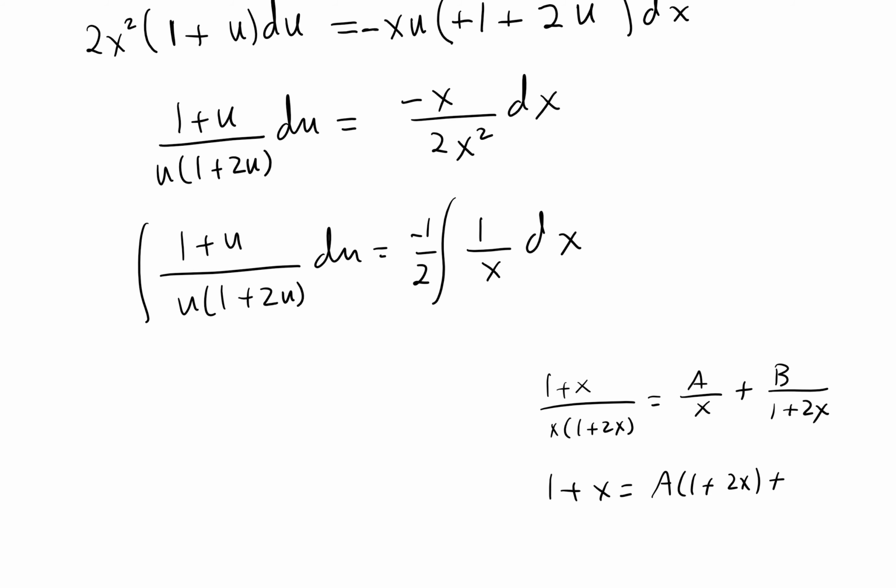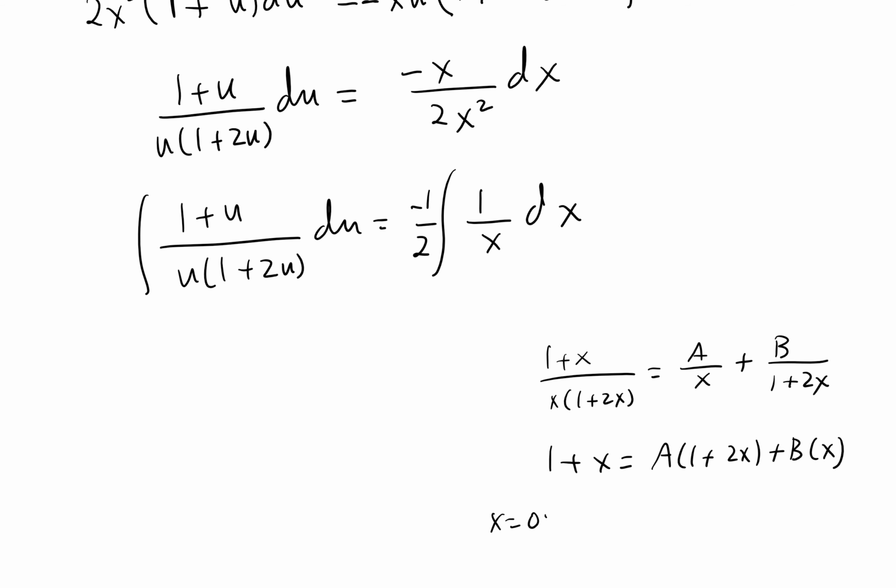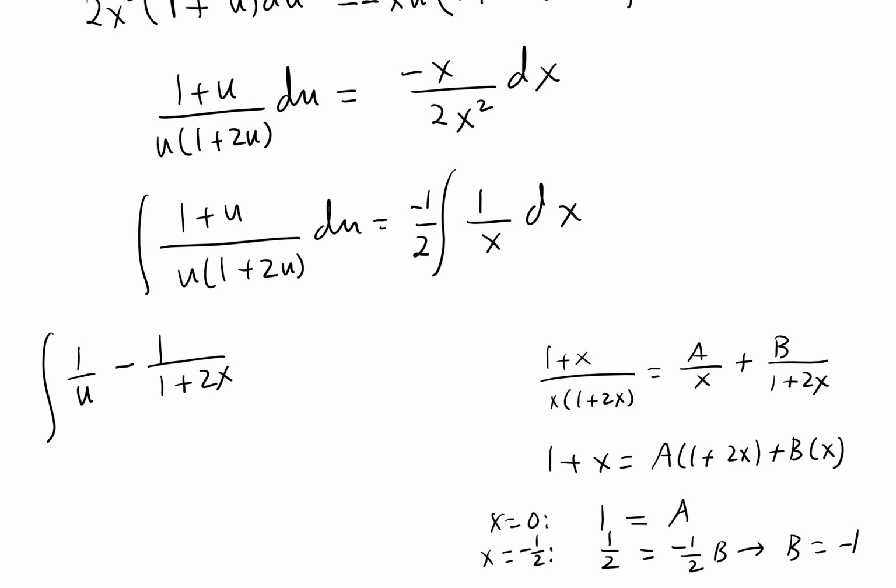2x, b times x. If you set x equals 0, 1 equals a. If you set x equals negative 1/2, you get 1/2 equals negative 1/2 b. So b is negative 1. So a is 1. So it's 1 over u minus 1 over 1 plus 2u, du, negative 1/2 integral of 1 over x dx.